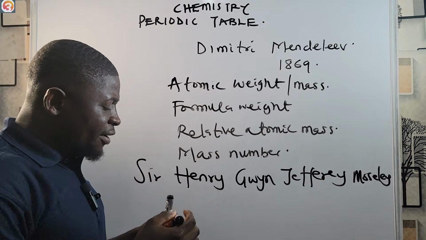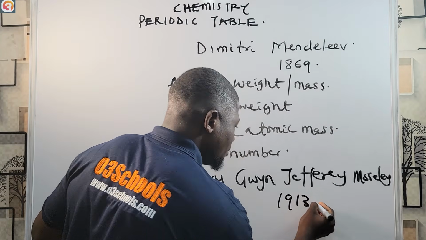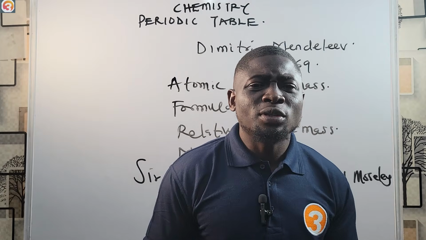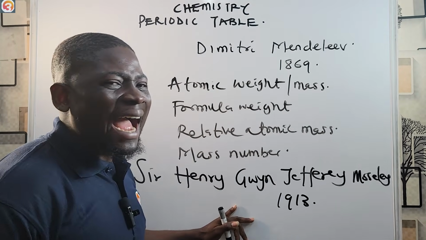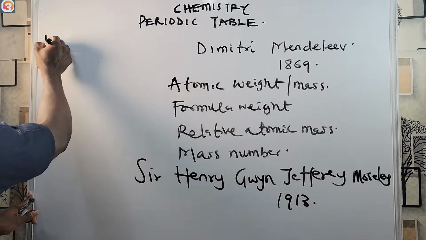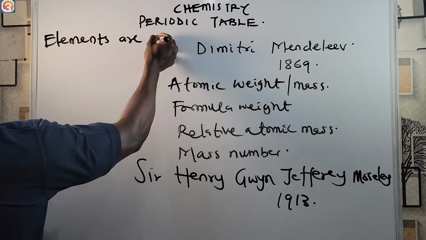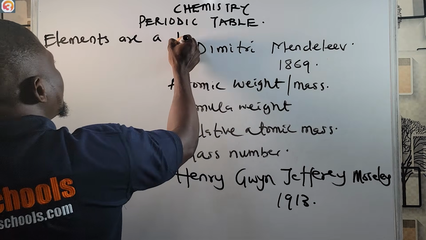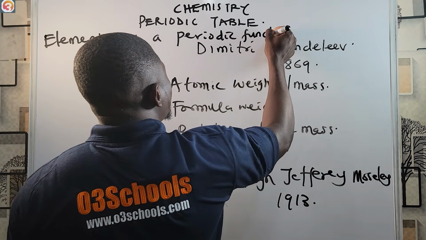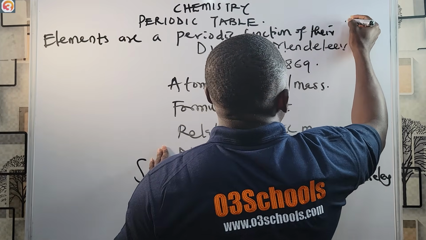All right. So he revised the periodic table in the year 1913. He revised the periodic table and then redefined it to say that the elements are a periodic function. He said that elements, let me write that out. Elements are a periodic function of their atomic number.